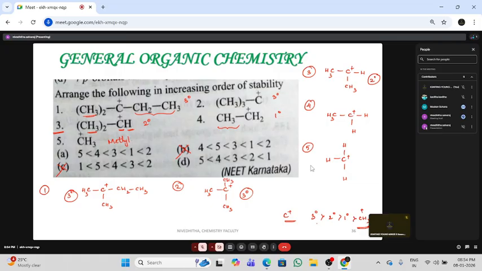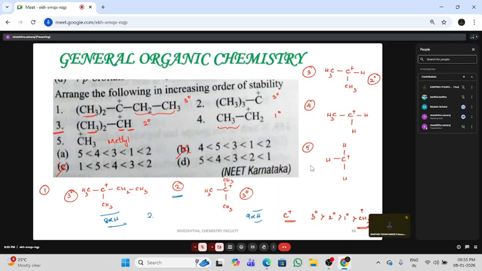So which is tertiary here? First and second were tertiaries. So if both the systems are tertiaries, what we have to do? We have to check for the number of alpha hydrogens, right? So please check for the alpha hydrogens. Which got more alpha hydrogens will be more stable. So as far as the carbocation in the second system is concerned, this got 9 alpha hydrogens and this got 8 alpha hydrogens. So this one is highly stable, right?